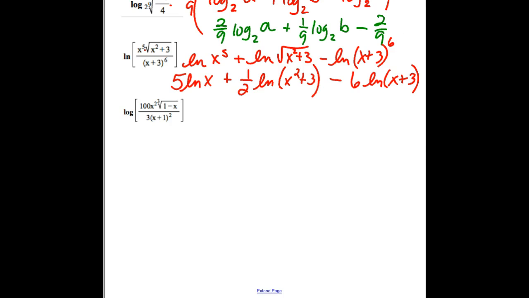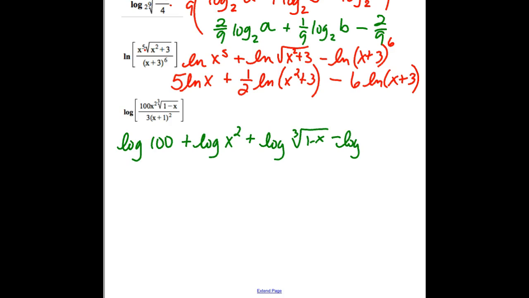All right. All together, we're going to pull this apart. We're going to take the common log of what? Let's take it in some steps because this one has a lot of pieces. Common log of 100 plus common log of x squared plus common log of cube root of 1 minus x minus common log of 3 and minus. Did everybody catch that? Because you're still dividing by that x plus 1 squared piece. Minus the common log of x plus 1 squared.